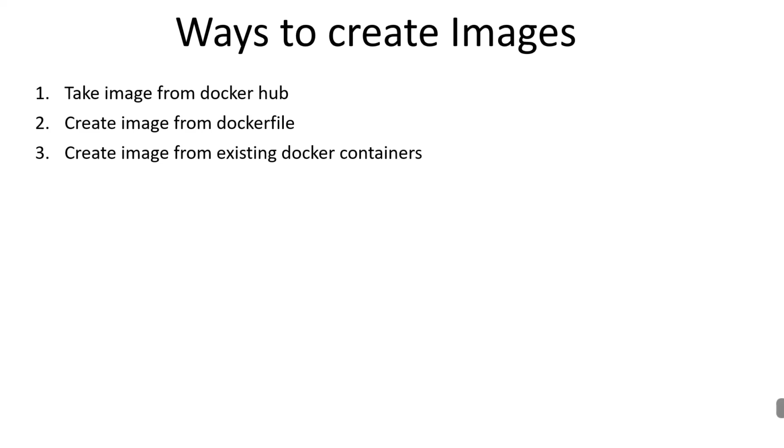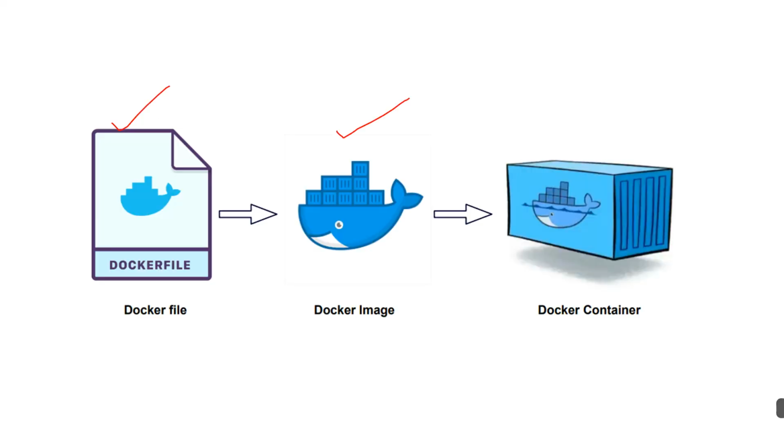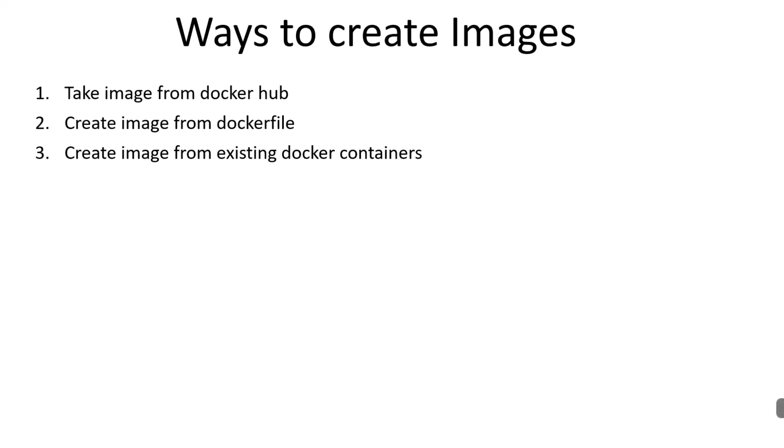Suppose we have a container, and we want to create a Docker image from that container. There is a command we will see, the docker commit command. With docker commit we can create an image, and this image we can also push to the Docker registry. So in three ways we can create an image.